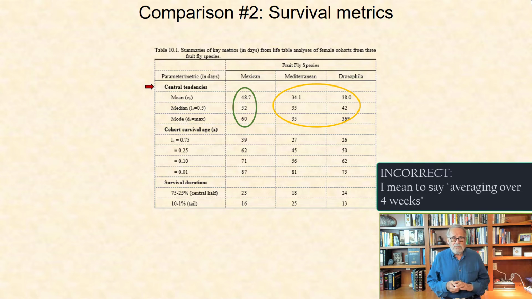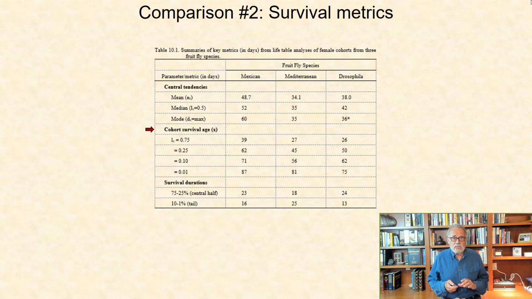The next group of metrics in this table on cohort survival are the ages at which the cohort survival in these 3 species is 0.75, 0.25, 0.10, and 0.01. As expected with the earlier comparisons, the ages at which all of these survival thresholds occur are substantially later in the Mexican fruit fly than either the Mediterranean fruit fly or the Drosophila. These metrics are similar for these latter 2 species.